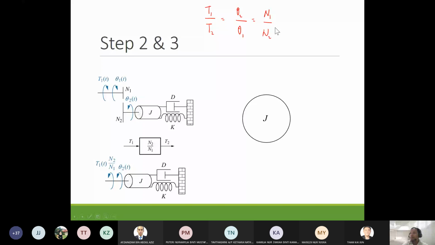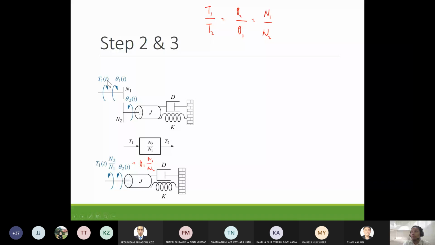Then we can convert this gearing part using this relationship. What this figure did was from this theta1, it tries to relate theta1 to theta2. If you multiply theta1 with this gear ratio, it becomes theta2. So using this formula, theta1 times N1 over N2, you get theta2. Theta2 equals theta1 times N1 over N2.